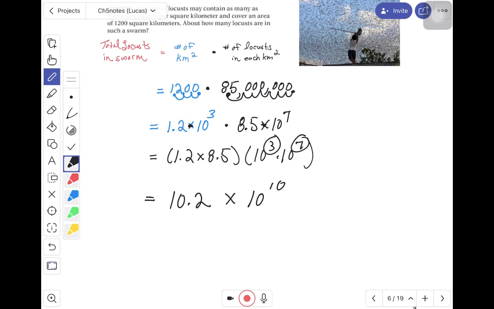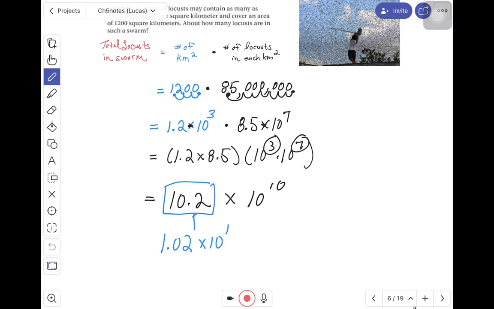Now I know what you're thinking. You're like, Mrs. Lucas, that violates the definition for scientific notation because 10.2 is not a number between 1 and 10, and you would be correct. So you could take one more step, and I'm going to show you what's going on in my head right now. 10.2 is like 1.02 times 10 to the first. So I just rewrote this in scientific notation. Bring down my 10 to the 10th from the previous portion of the problem, and again I can add my exponents together. So this is actually best written as 1.02 times 10 to the 11th power.